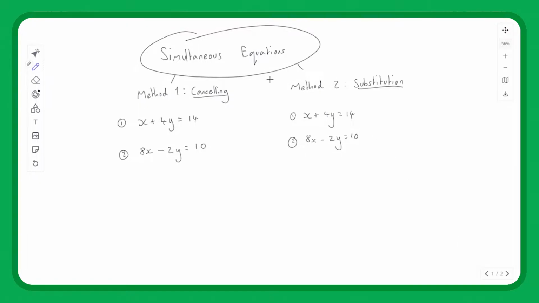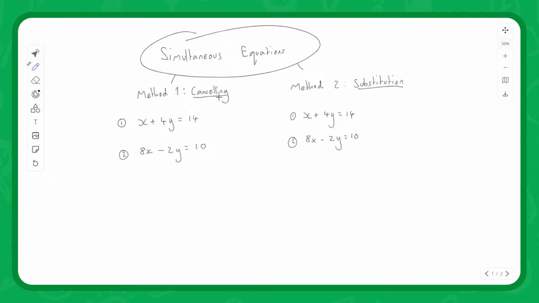We are looking at simultaneous equations, and we're going to look at two methods that we can use to solve these. Method one is cancelling, method two is substitution, and we're then going to look at a practice exam style question at the end to apply these two methods.